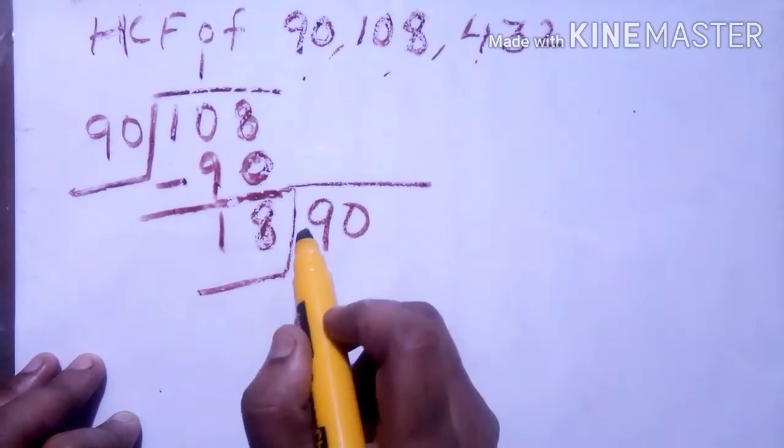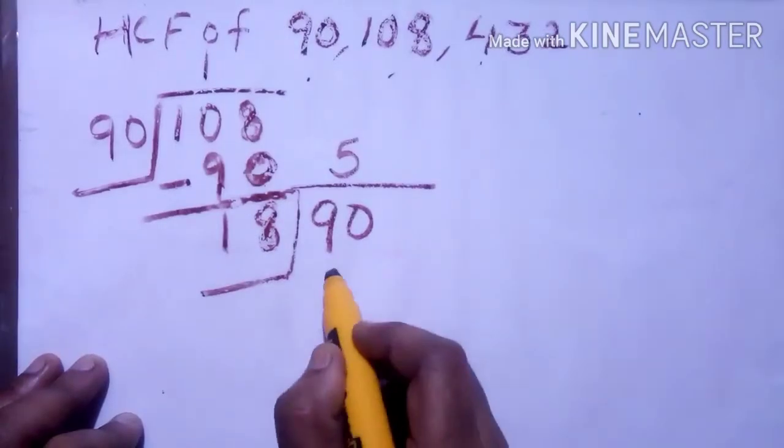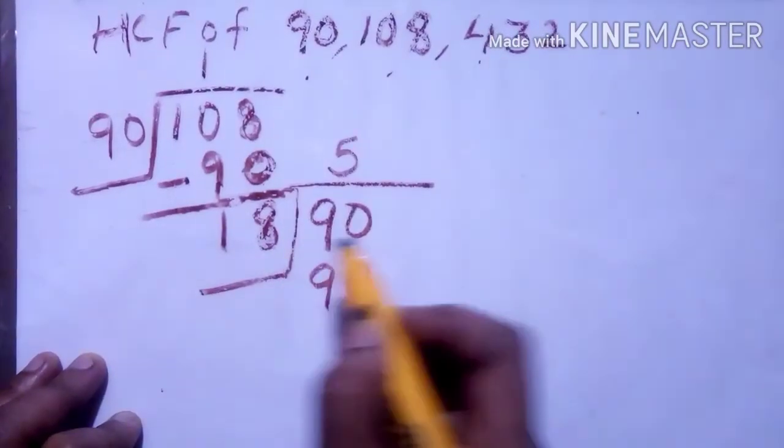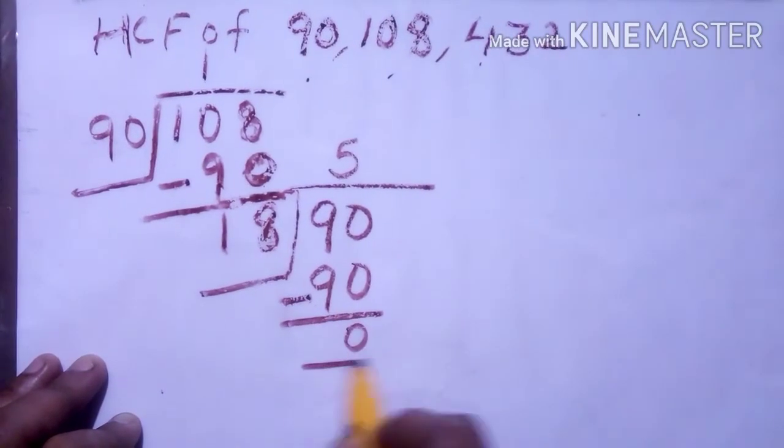So how many times does 18 go into 90? 5 times. 18 into 5 is 90. Now you subtract, you get 0 as the remainder.